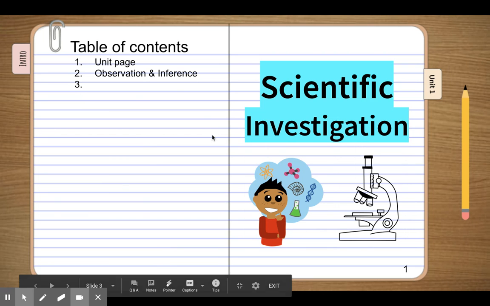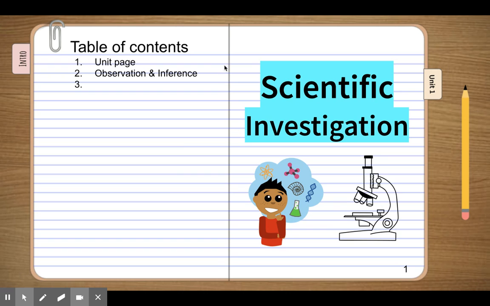All right, so let's set up our notebook. You're going to open your notebook just like this with 2 pages on either side. And on the left, you're going to title the top table of contents. And you're going to number it 1 through however many pages we have. And each day you're going to add to your table of contents. So our first page is going to be our unit page, which you can see over here on the right.